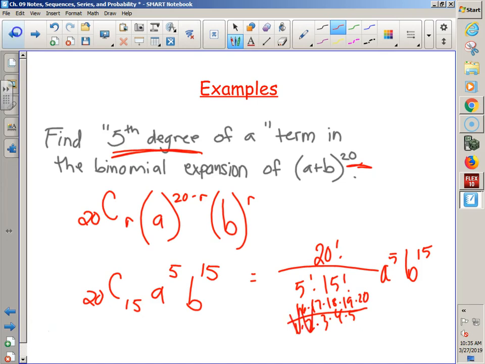Do you guys know there's a really cool place in your calculator, maybe under math? You're all curious about how to use your calculator that has an nCr?